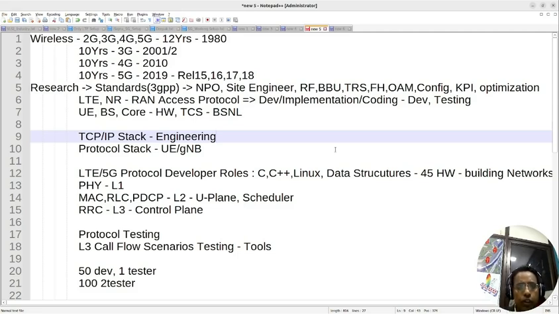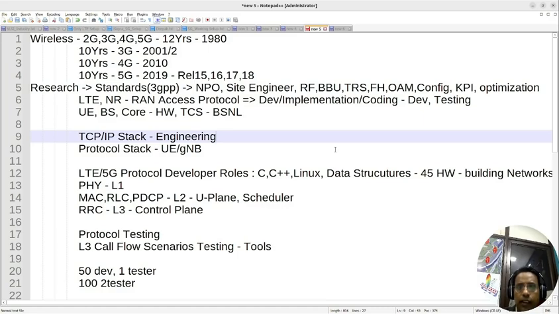Of course, we can go into the core domain as well. In today's discussion, I'm going to give only the access perspective. Now coming to the latest technologies, LTE and NR, we can see the RAN access protocols. You can choose a career either in development or in testing in the RAN access protocol.